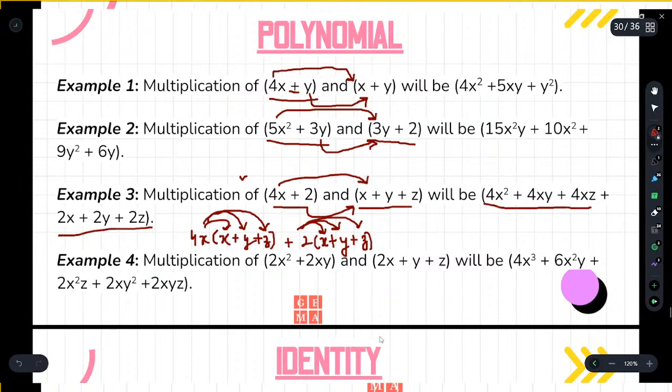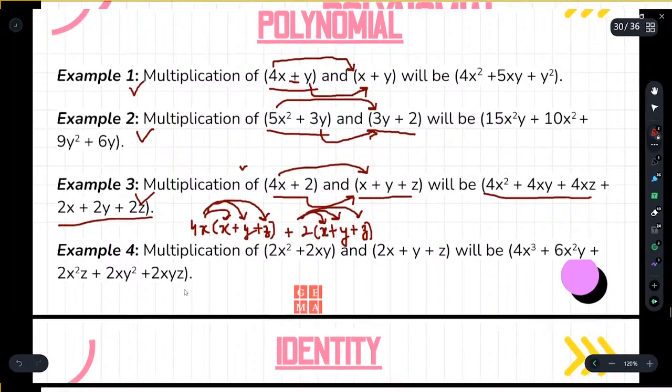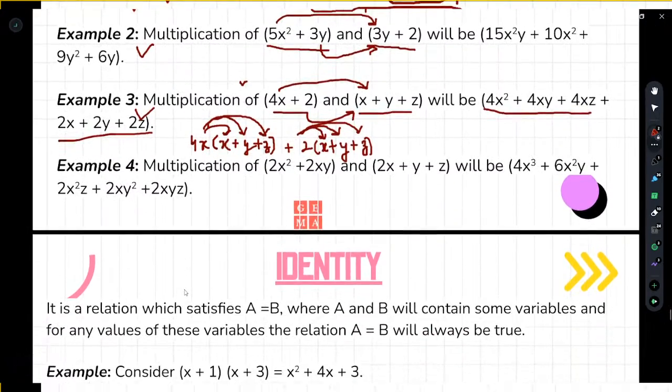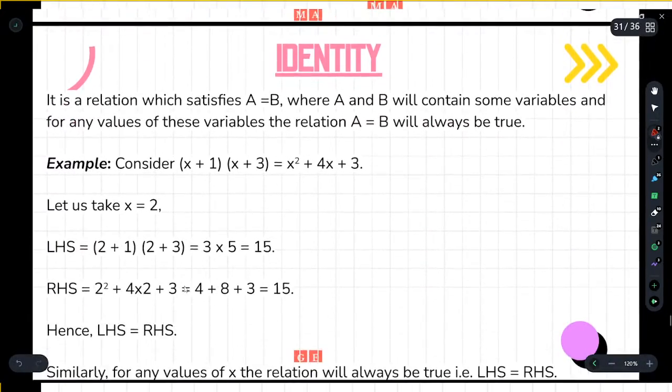Similarly with example 4, all of these are the same. Just employ the same method like we did for example 1, example 2, example 3 and you will get the answer for example 4. Try and find it out. Let's move on to the next slide then.